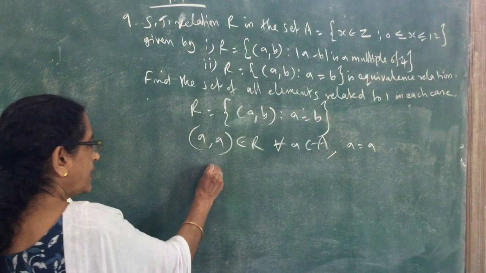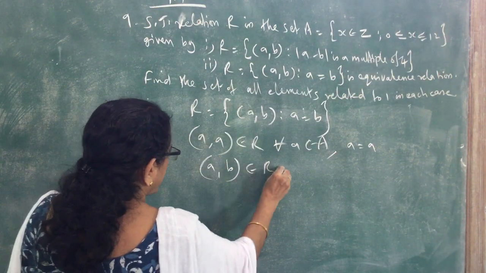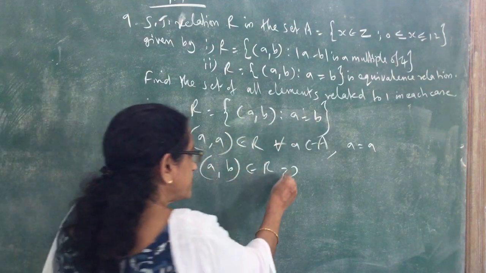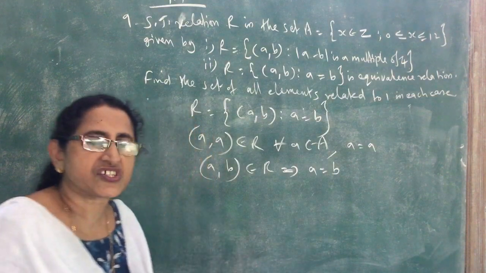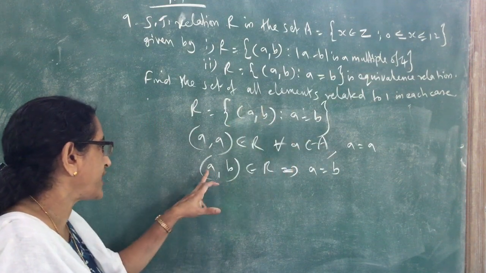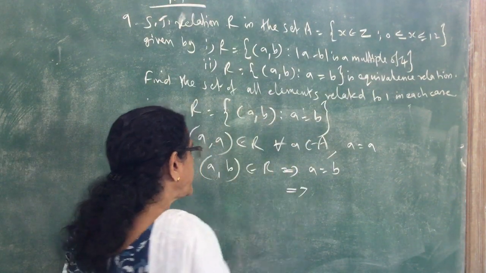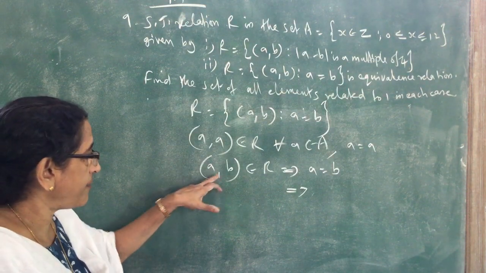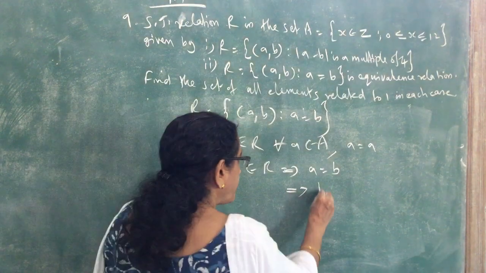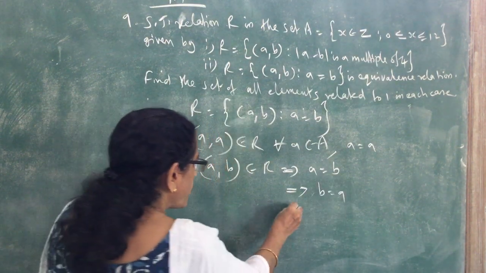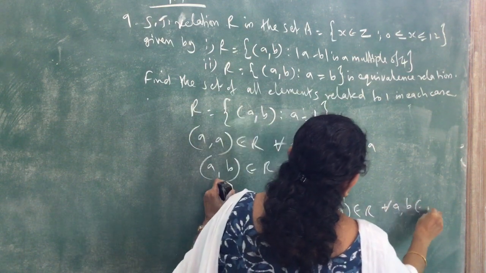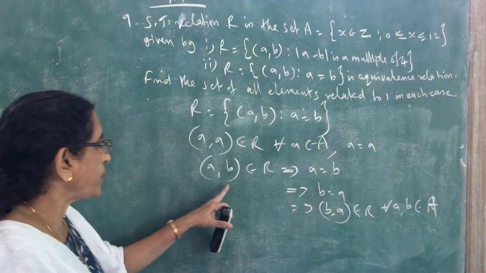Then for symmetric, AB belongs to R implies what? AB belongs to R implies A equal to B. That is the condition for element AB to be in R. A equal to B. First and second elements are equal. That implies what we have to get? BA belongs to R. We should get AB belongs to R implies BA belongs to R. So if AB belongs to R, A equal to B. So that implies B equal to A. Both are same. So that implies BA belongs to R, for every A comma B belong to A. So we proved R is symmetric.